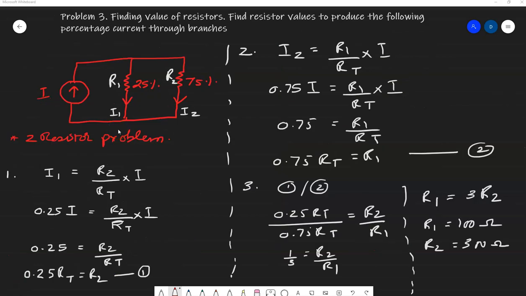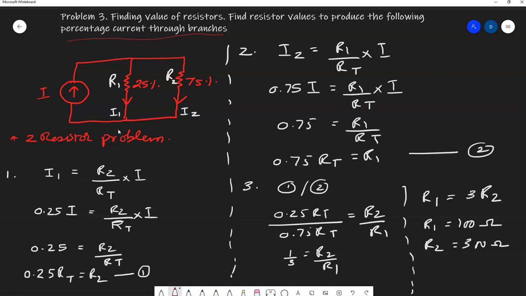This is one more similar problem with a little twist. You have been asked to find the values of the resistors to produce the following percentage current through the branches. Now what it says is what values of resistors you have to put in order to have 25% of the current through resistor R1 and the remaining 75% of the current through resistor R2. Now again, this is a 2 resistor problem.